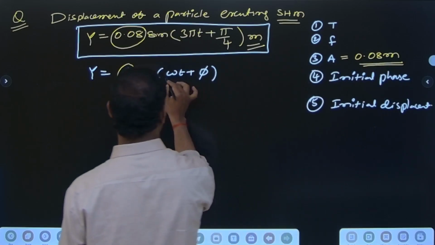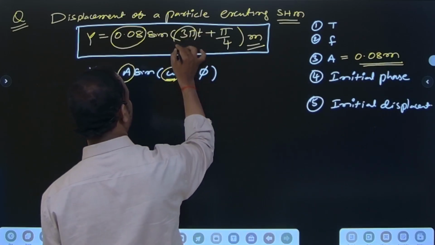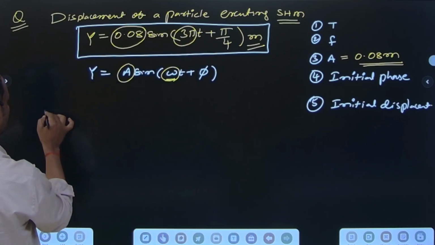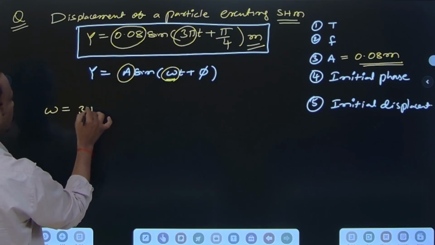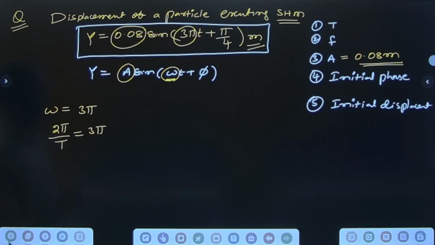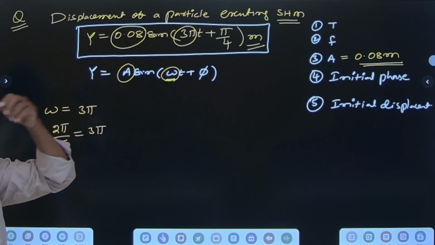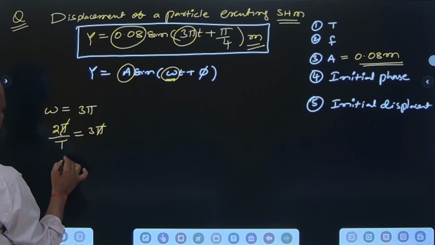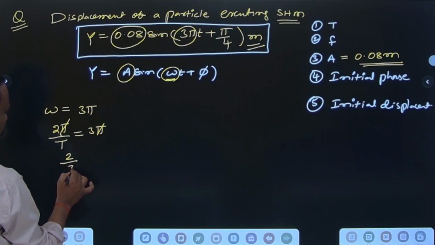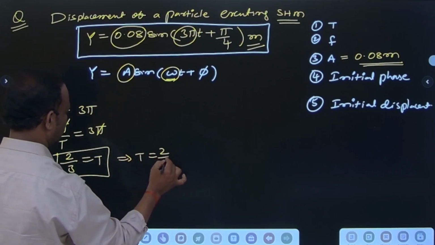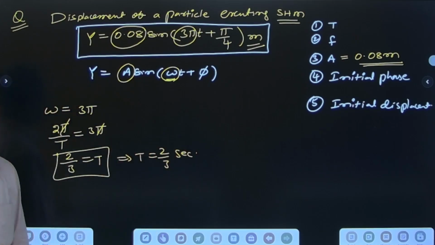Next one, it's omega. What is the omega? Omega is the multiple of t. So omega is equal to 3 pi. Omega means 2 pi by T is equal to 3 pi. 2 pi f also we can write, but I want to know about this T. So this pi cancels. Then T is equal to 2 by 3, correct? Then T is equal to 2 by 3 seconds. What is the time taken? T means, so this will be cross multiplied.